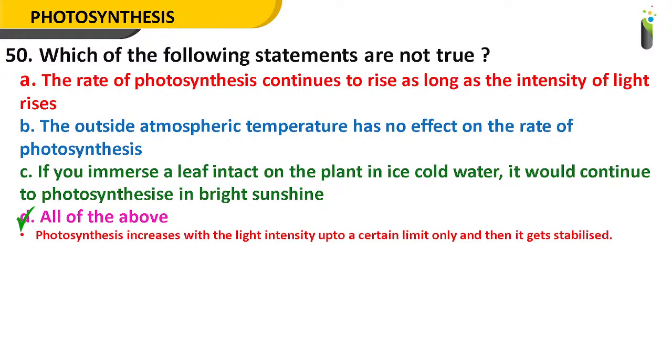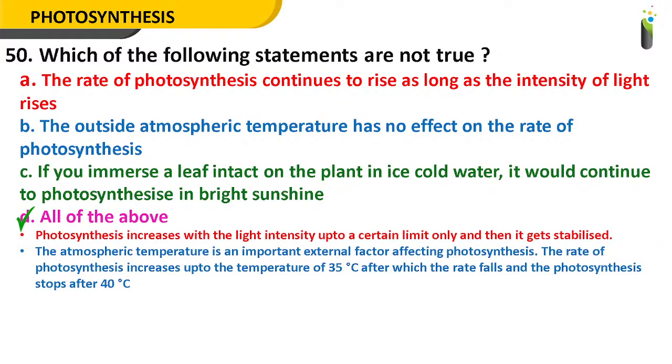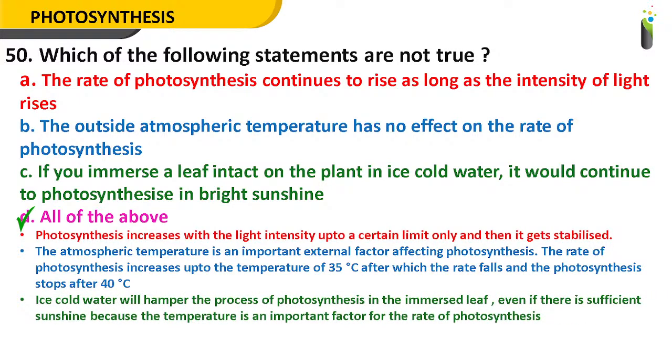Okay, coming to the next, the atmospheric temperature is an important external factor affecting photosynthesis. The rate of photosynthesis increases up to the temperature of 35 degrees, but after which the rate falls and it stops after 40 degrees. Then ice cold water will hamper the process of photosynthesis in the immersed leaf, even if there is sufficient sunshine, because the temperature is an important factor for the rate of photosynthesis. And that is the reason why all these three statements are not true.